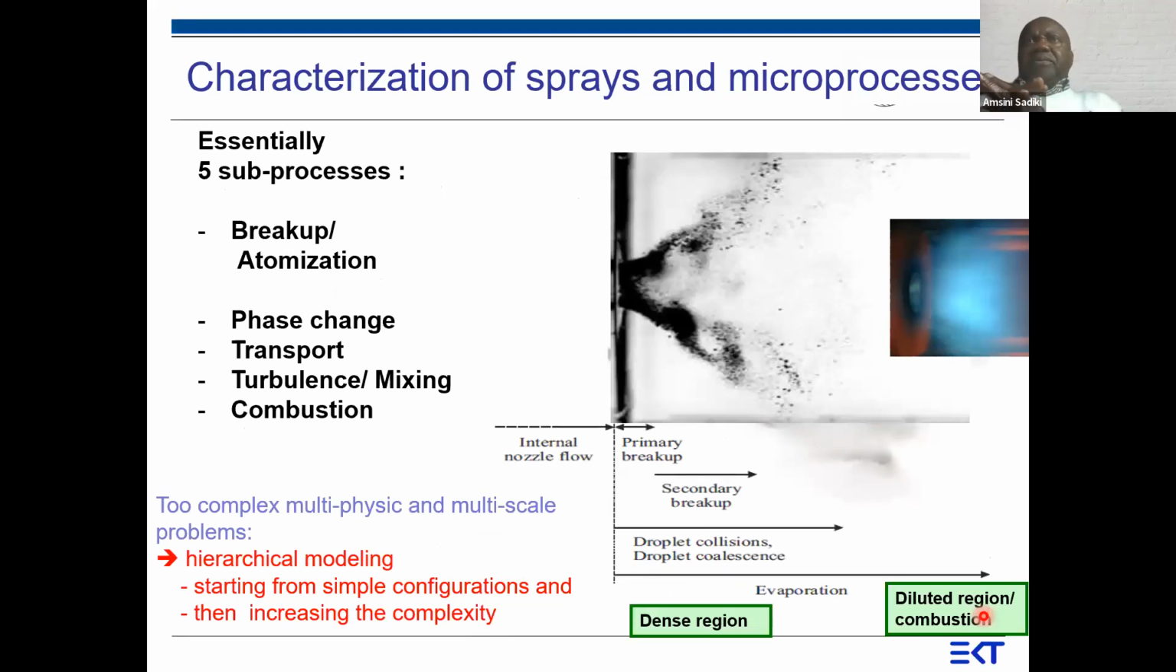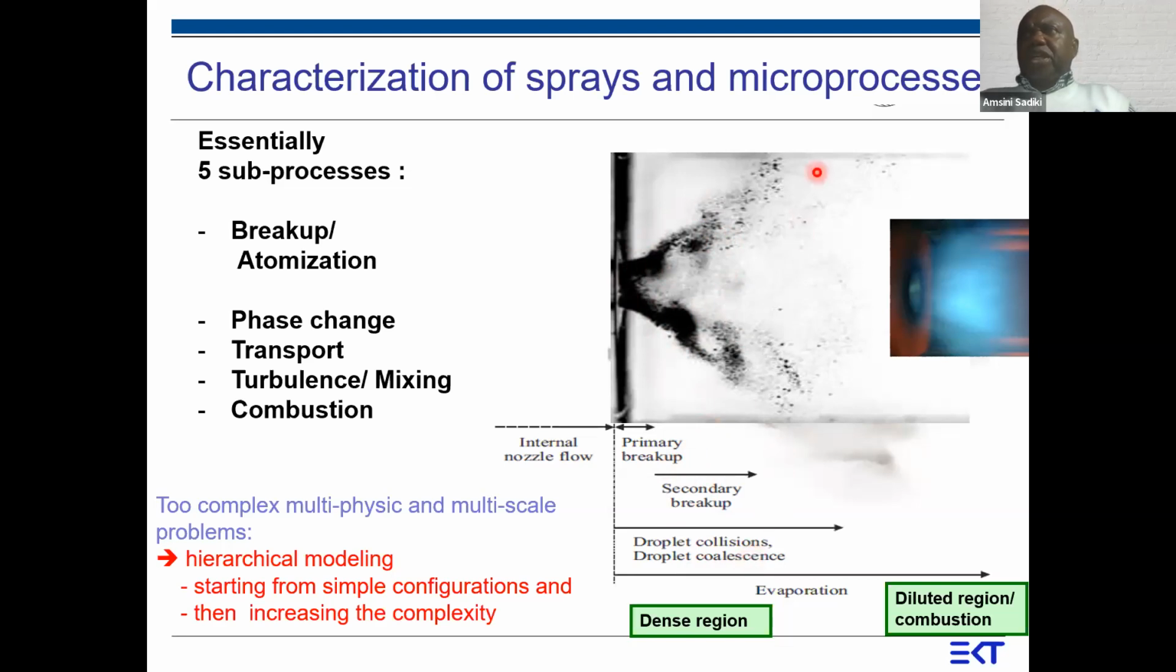To sum up, if we have a spray injection, we can observe 5 essential sub-processes. We have first the breakup. Outside the nozzle, here we have the internal nozzle flow. We have the primary breakup, and we have the secondary breakup. We can say this is the process of atomization. In this area, we have droplet collision, droplet coalescence, as we said.